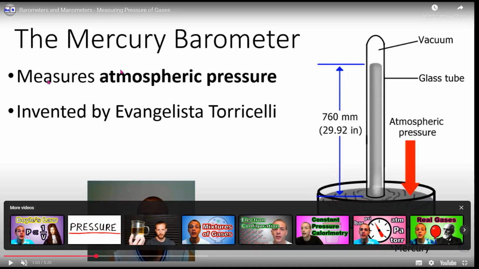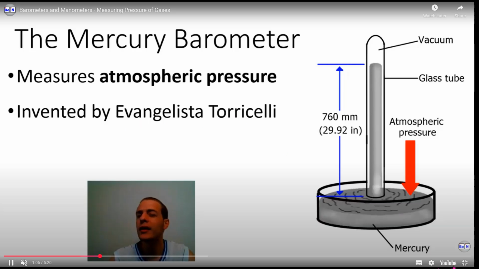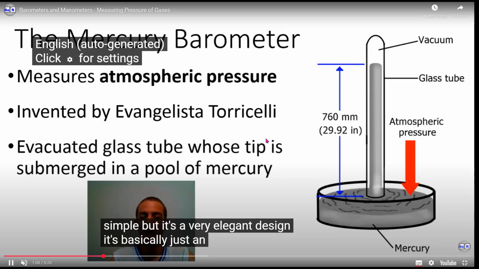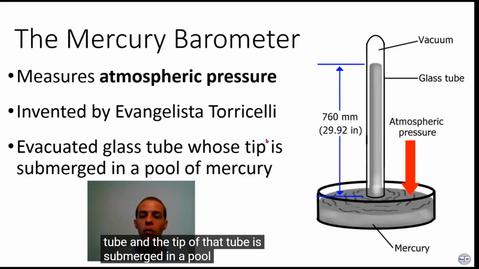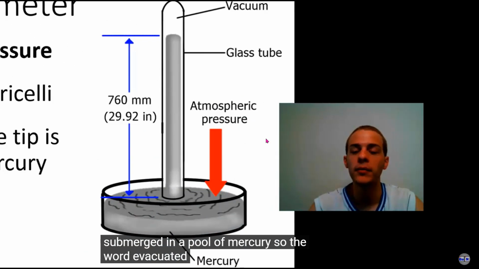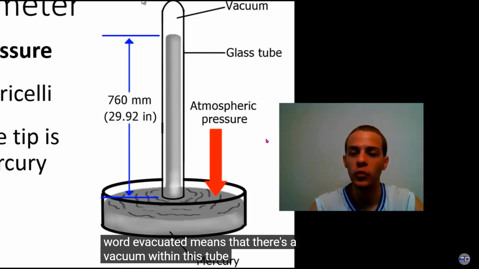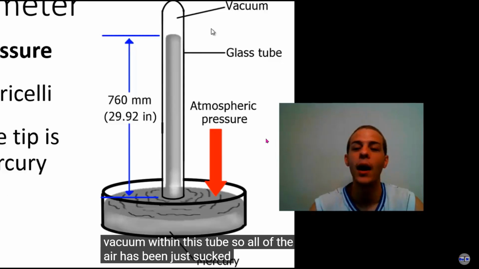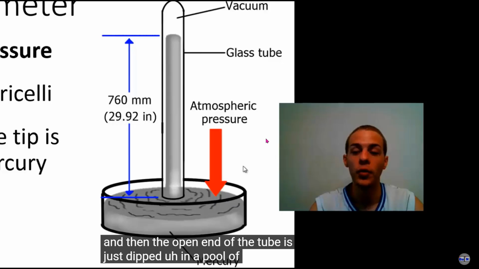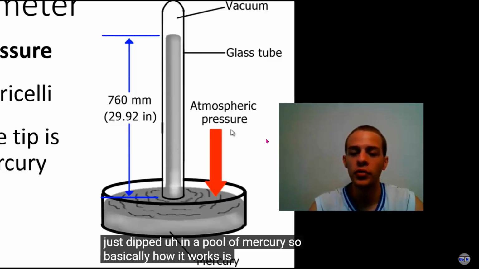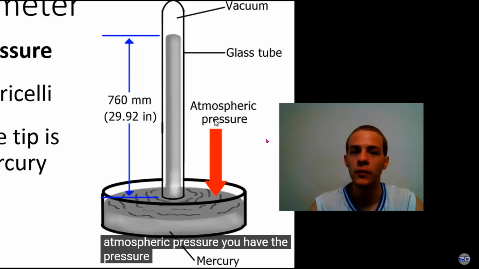So the barometer measures atmospheric pressure, invented by Evangelista Torricelli. It is basically just an evacuated glass tube, and the tip of the tube is submerged in a pool of mercury. The word evacuated means the vacuum within this tube. All of the air has been sucked out of the tube, and then the open end of the tube is just dipped in a pool of mercury. So that is basically how it works.